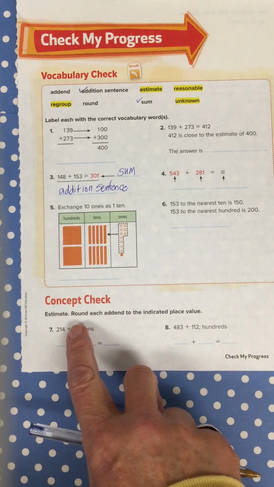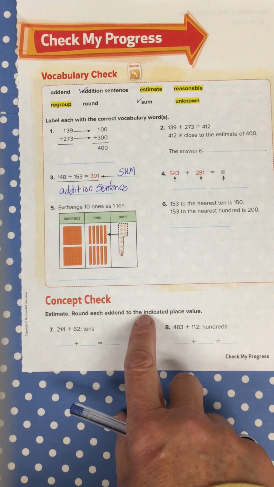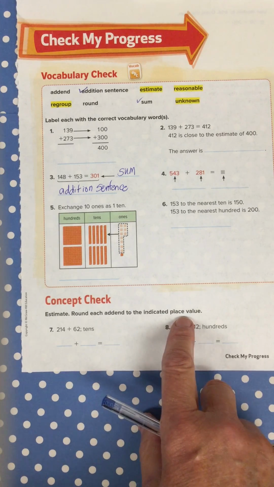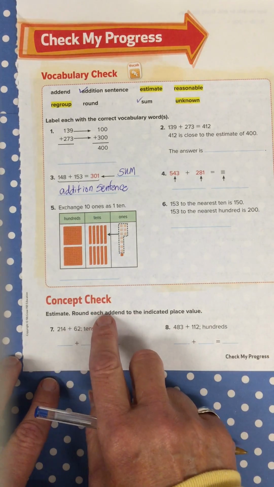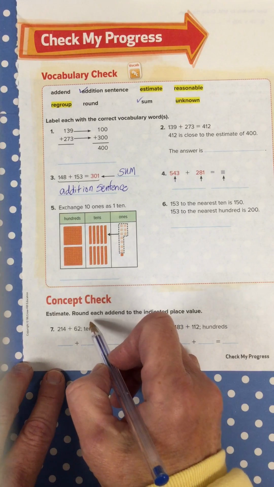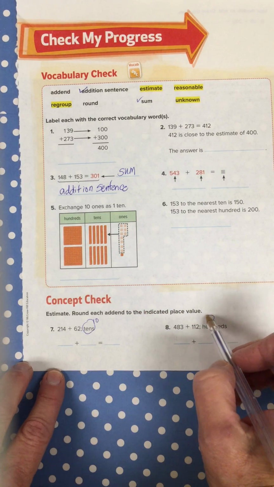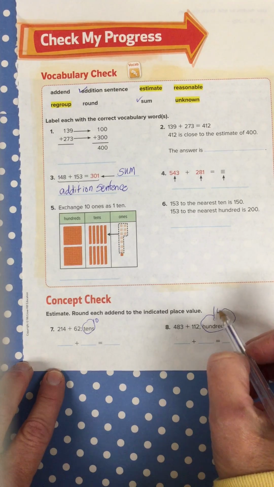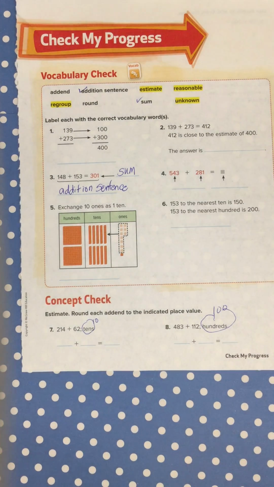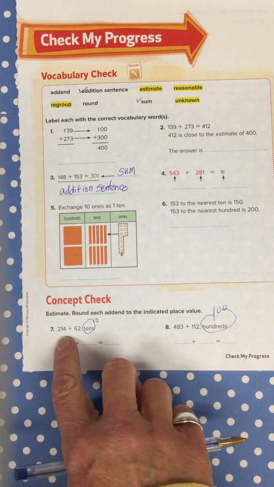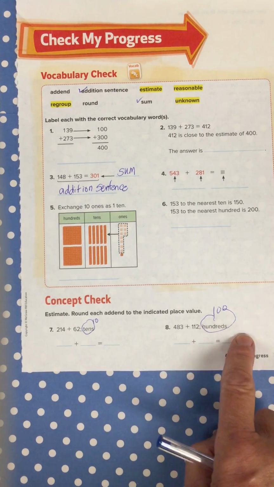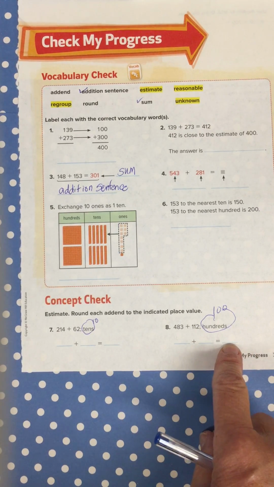At the bottom, it asks you to round each addend to the indicated place value, which means the thing they're telling you at the end. So the first one, they want you to round it to the nearest 10, and the second one to the nearest 100. And you remember, I do that. I write it above and I circle it. So I'm going to round those numbers to the nearest 10, and then that one. And then, oh yeah, I'm going to answer it too.